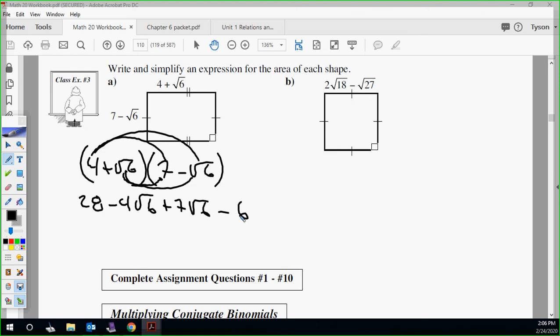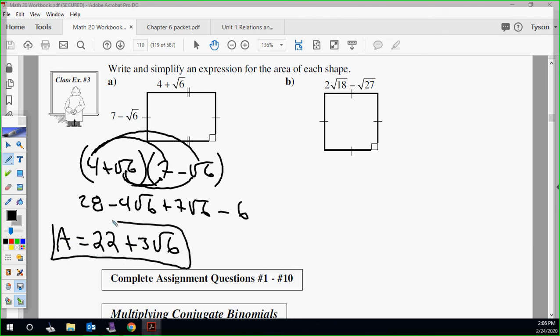Now we're just combining our like terms. 28 minus 6 is 22. Negative 4 root 6 plus 7 root 6 is 3 root 6. So the area of that figure expression would be that.